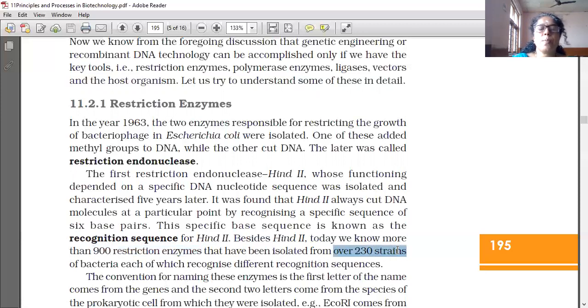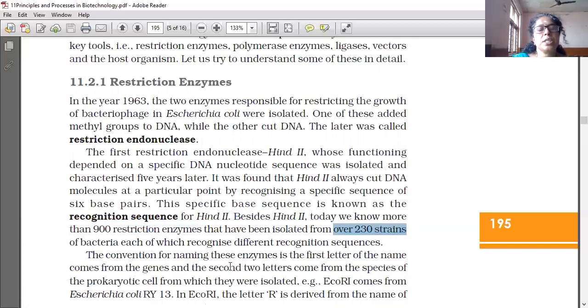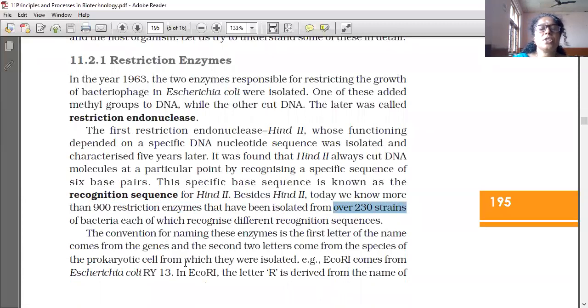There are 230 strains of bacteria, each of which recognizes different recognition sequences. The convention for naming this enzyme is that the first letter of the name comes from the genus and the second 2 letters come from the species of the prokaryotic cell from which they were isolated.